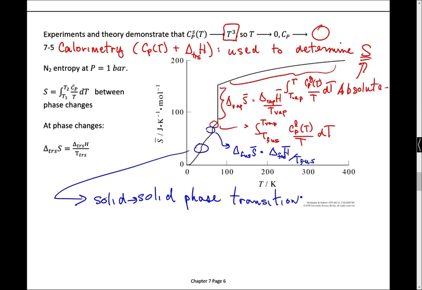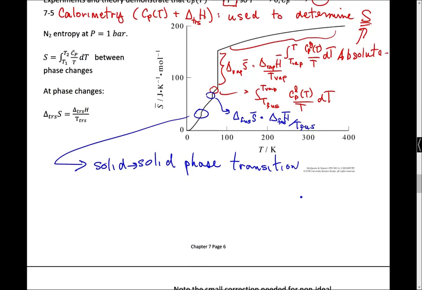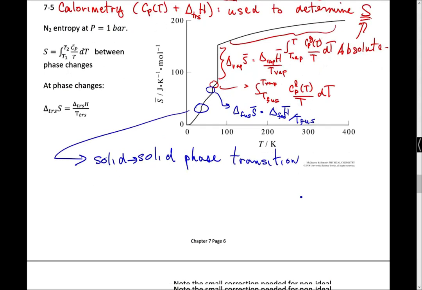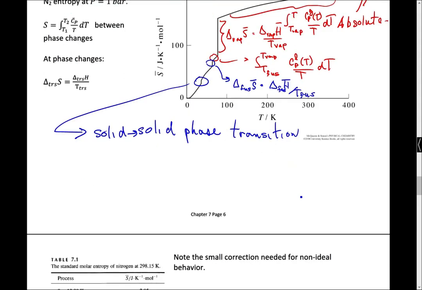And delta S of that phase transition will be given by delta H of the phase transition over the temperature. And then in this region and this region, we would use the heat capacity over temperature for those forms of the solid. Does that all make sense? Okay?